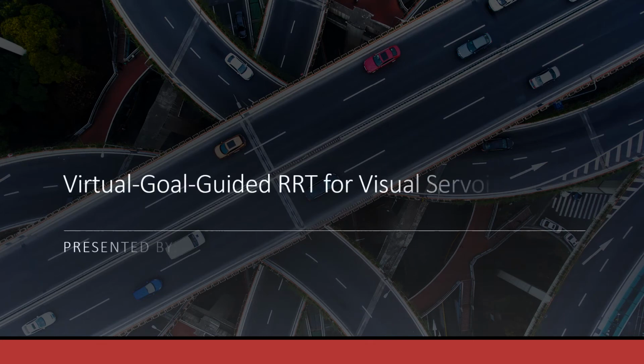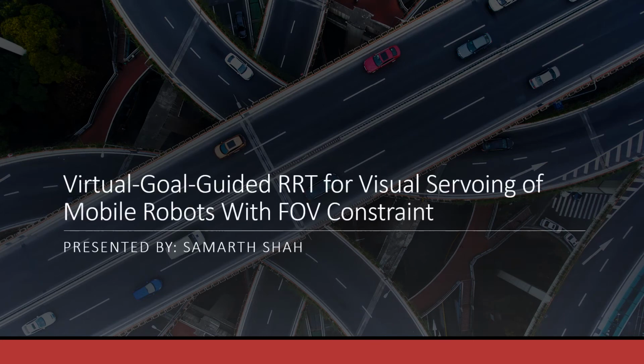Hey everyone, the topic for today is Virtual Goal Guided RRT for visual servoing of mobile robots with the field of view constraint. We've all learned how to plan a path using an RRT, but have you ever wondered how a non-holonomic constraint robot using the techniques of visual servoing would move on such a path? And keeping in mind that we want to keep the goal in the field of view.